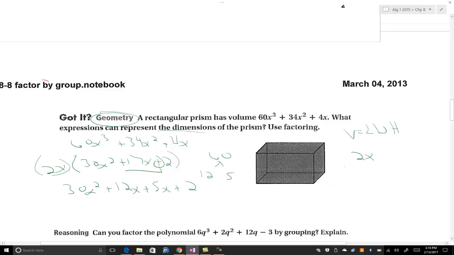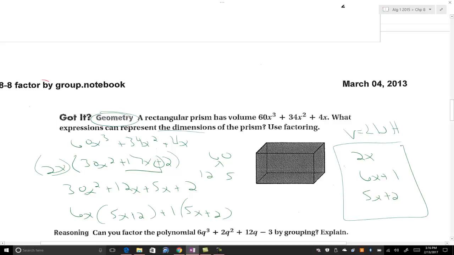So that end really gives me a hint on what's happening here, because 5x plus 2, that's only going to be plus 1. So I'm going to need a 5x plus 2. So what do I have to divide by? It looks like 6x. So we're going to get 6x plus 1 and 5x plus 2. So those are going to be the length, width, and the height in any order.